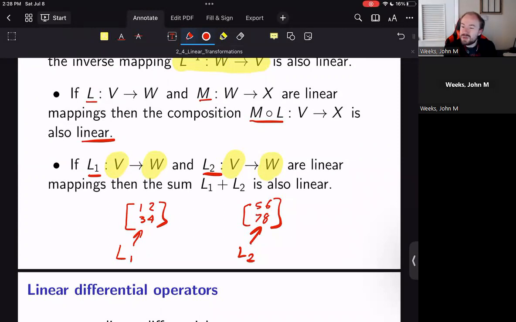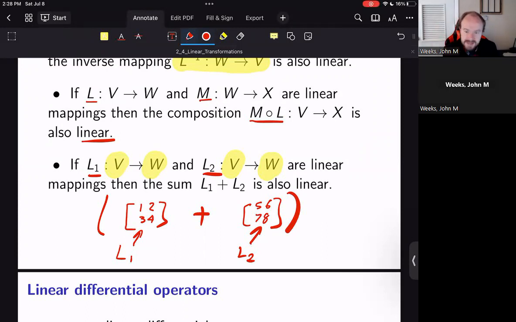So what does it mean to sum two operators together? You just take the two functions and you add them together. If we're looking at matrices, this corresponds to matrix addition. You're just adding these two together. In terms of functional spaces, it's the same thing. You're adding two functions together, going from one space to the other.